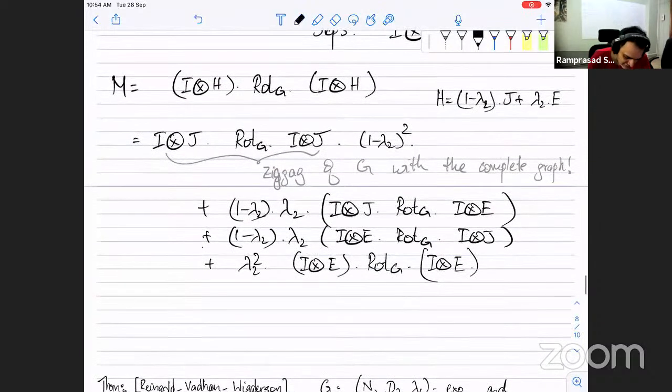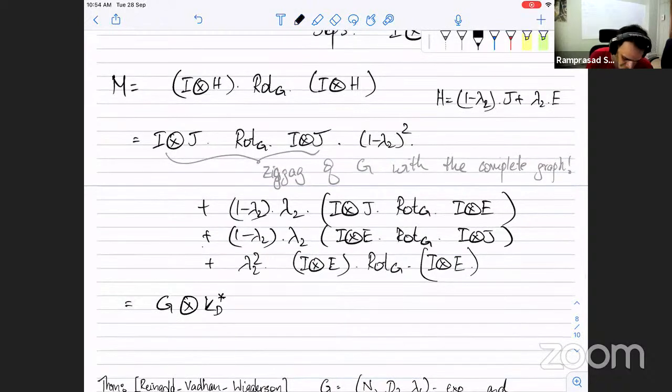So therefore, let me write this as G tensor the complete graph with self loops. I'll just put a star there to indicate that it's a complete graph on D vertices with self loops. Plus a bunch of terms. Now, what can I say about the spectral norm of this thing? The spectral norm of this is at most 1.